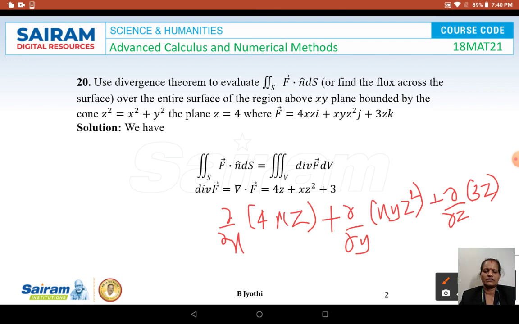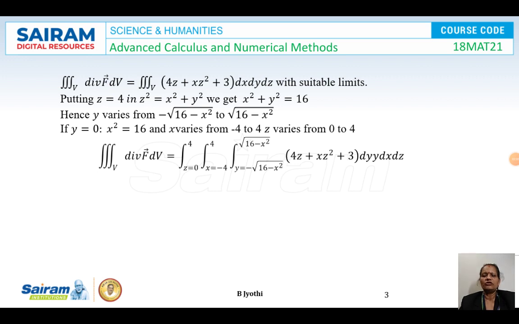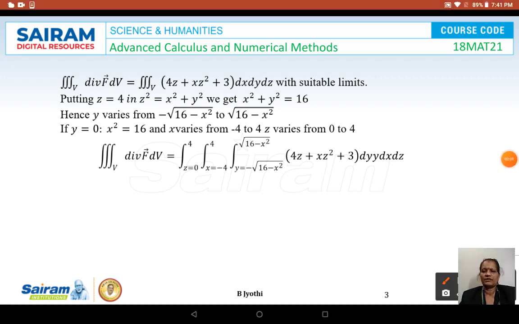Now we can observe here, dou by dou x of 4xz gives 4z, dou by dou y of xyz squared gives xz squared, and dou by dou z of 3z, the derivative of z is 1, hence we get 3 here. Therefore, div F is given by 4z plus xz squared plus 3. So the triple integral of div F is of 4z plus xz squared plus 3 dx dy dz with the suitable limits.